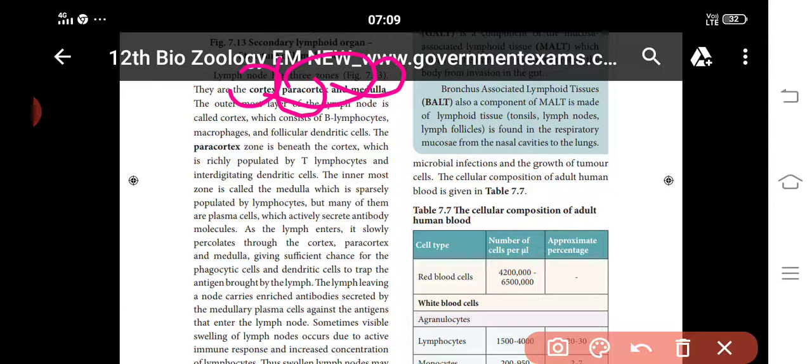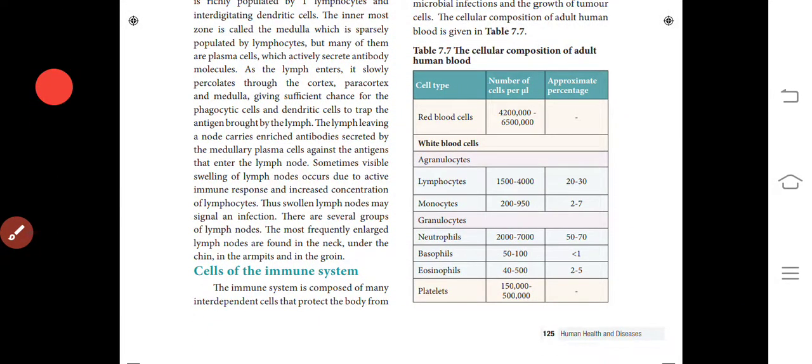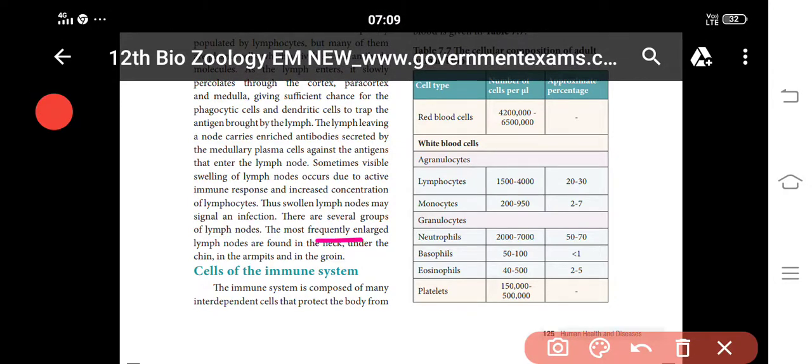During this time the active response takes place, with a concentration of lymphatic cells and protective lymphocytes. Most diseases are caused by pathogens entering through the neck, also under the chin, and the armpits. In the neck, the mouth and all those parts are there, so the pathogens enter through the mouth.